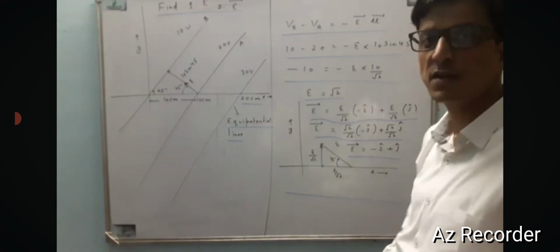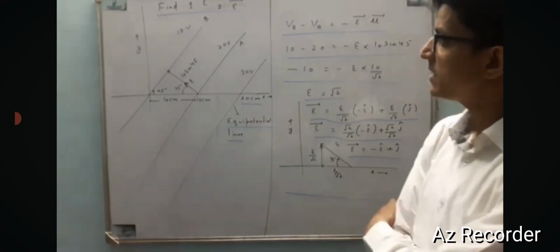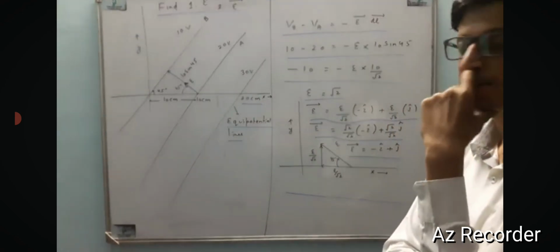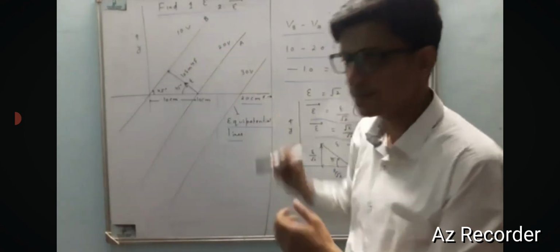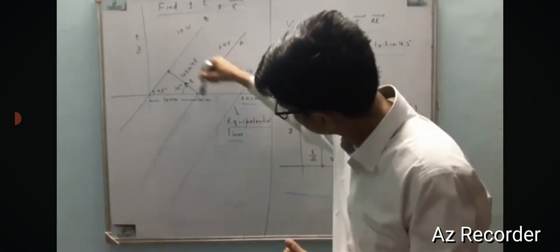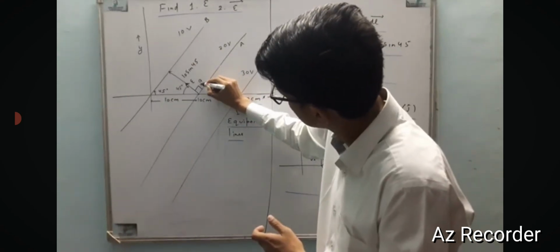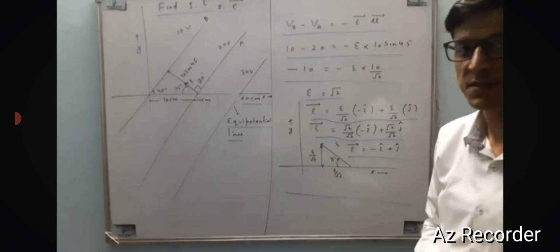We had silent mind. Let's work on the idea. The idea is that the electric field is perpendicular to equipotential surfaces. That means it will be perpendicular to all of these. So the line of action of the electric field has to be perpendicular to the equipotential surfaces. So that means the electric field will be like that.